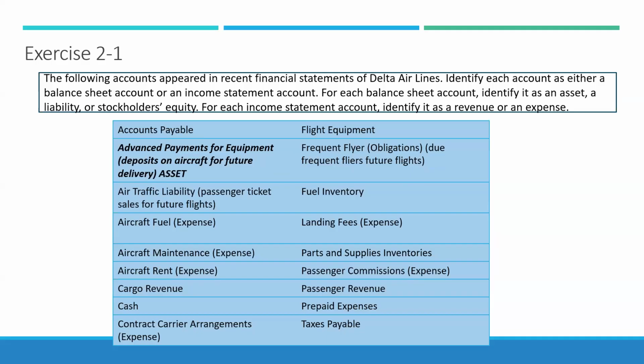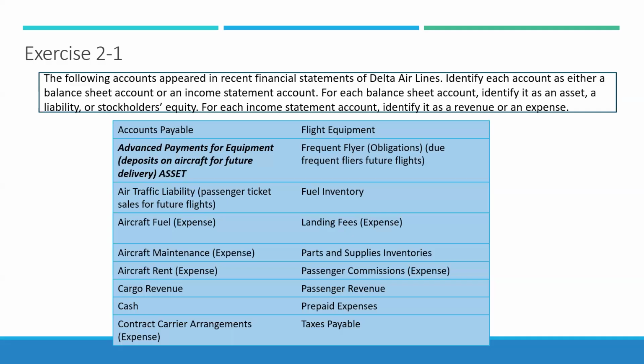What about advance payments for equipment? And guys, you wouldn't know this one because that's basically, they put money down on an airplane they have not received yet. So that's a little confusing. That would be an asset. And I shouldn't have a homework problem like that because you wouldn't even know it. What is air traffic liability?